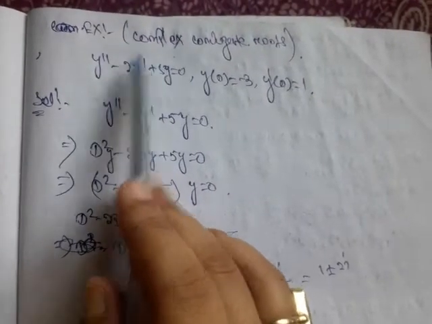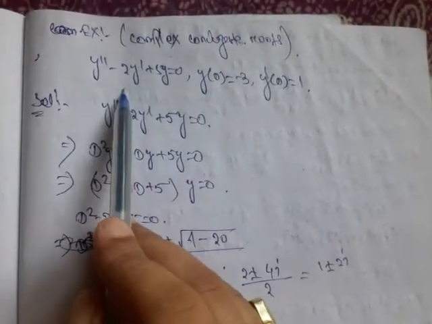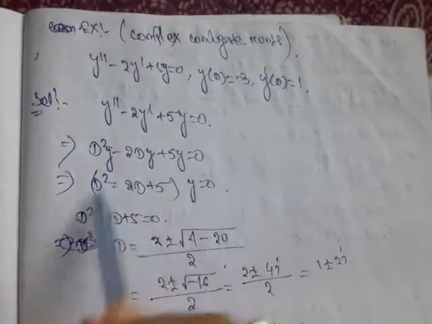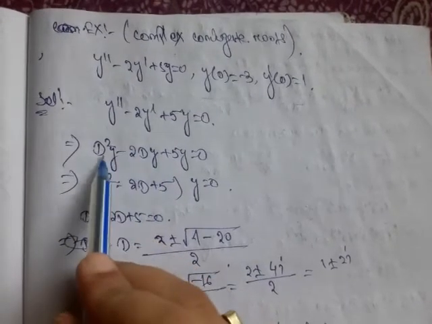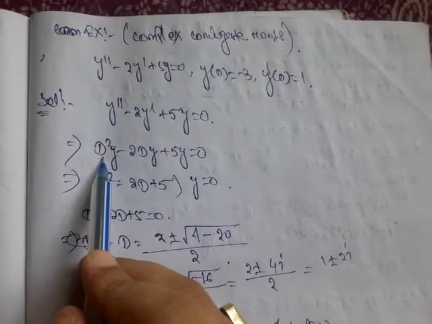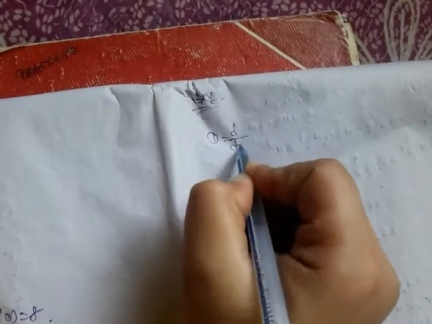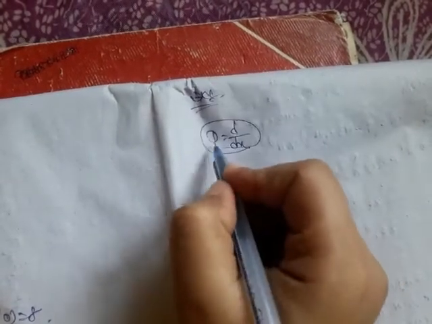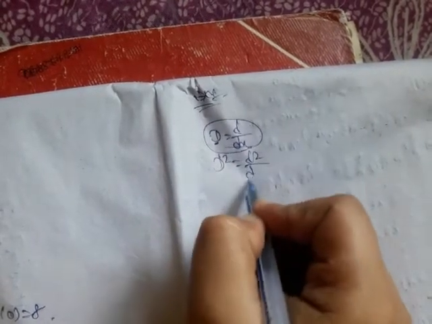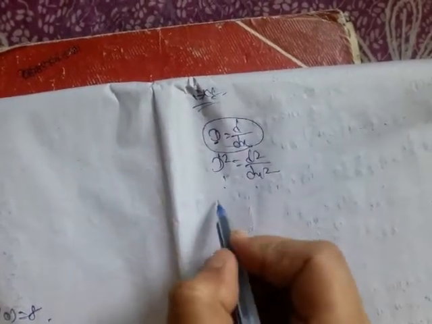Okay, so next example: y double dash minus 2y dash plus 5y equals to 0, and the condition is this. So here we directly find, here we take d square y. That means we take d equals to d by dx. We know that d is the operator of d by dx, d square equals to d square by dx square, like this.